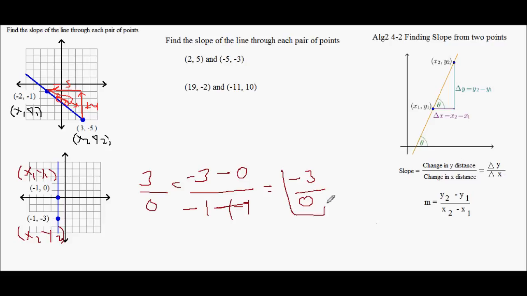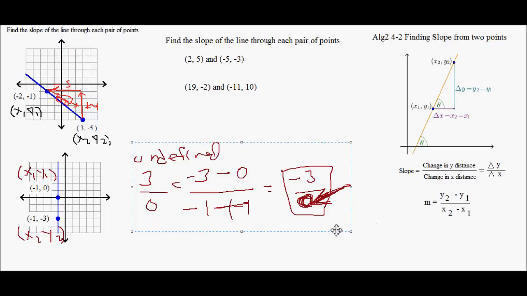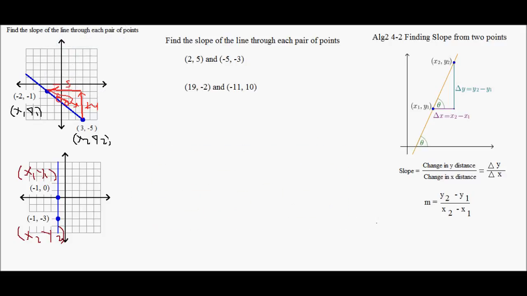So I get negative 3 over 0, and that's undefined. So undefined. You never divide by 0. Never do it. Always undefined, no matter what. Okay, so 2 more examples, we're done.